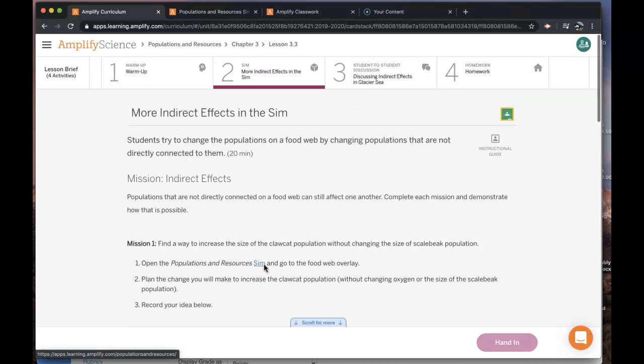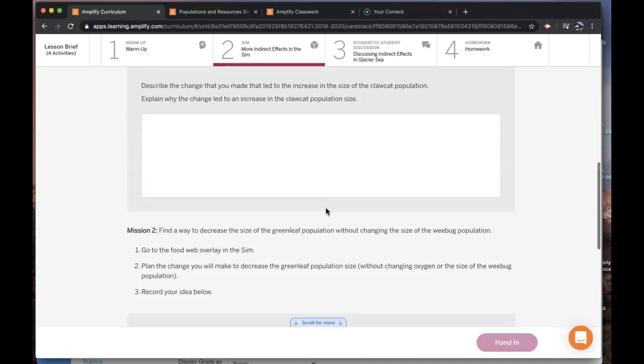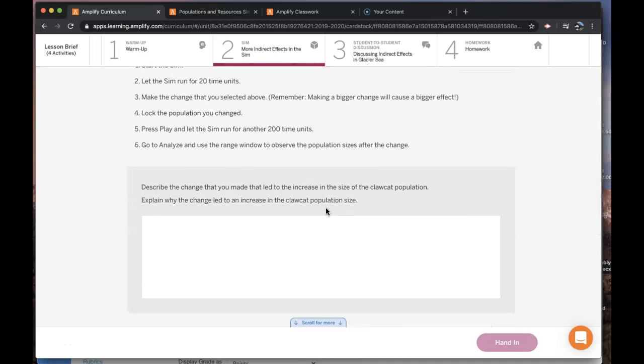This is Populations and Resources Lesson 3.3, Activity 2, Part 2. You should have completed the sim activity at this point, so please make sure you've done that before watching this video. So we're going to talk about it now.